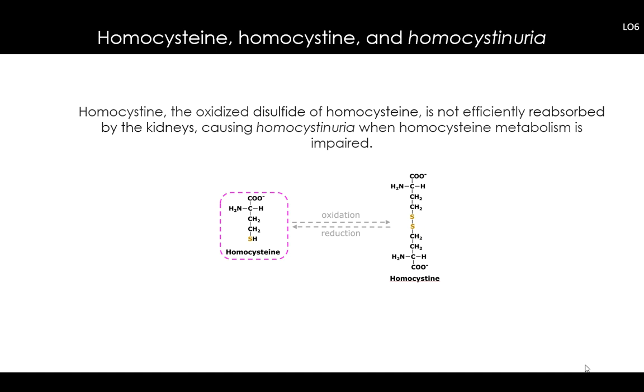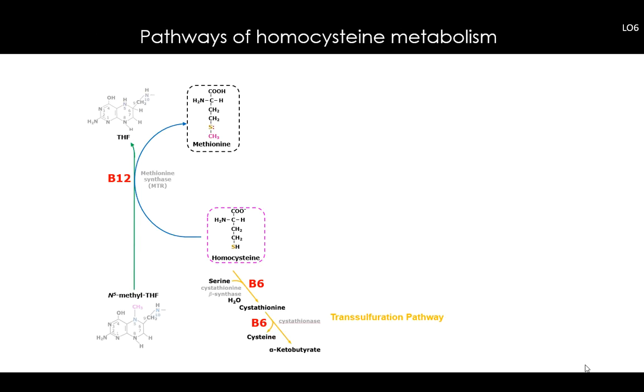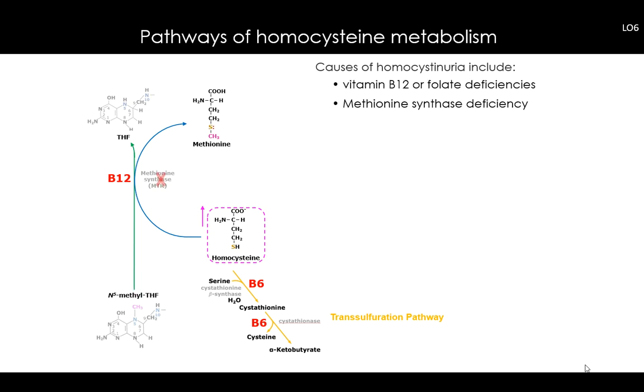Homocystine, the oxidized disulfide of homocysteine, is not efficiently reabsorbed by the kidneys, and this may result in homocystinuria when homocysteine metabolism is impaired. The major route of homocysteine metabolism is by its vitamin B12-dependent remethylation to methionine, but it may also be used in the trisulfuration pathway, as just discussed. Accumulation of homocysteine results in homocystinuria and may occur in deficiencies of either vitamin B12 or folate or methionine synthase deficiency, as well as severe vitamin B6 deficiency.